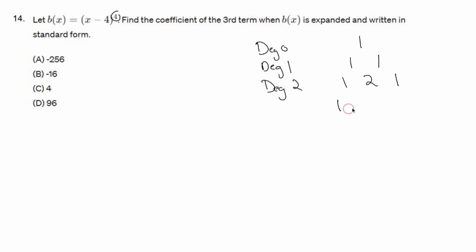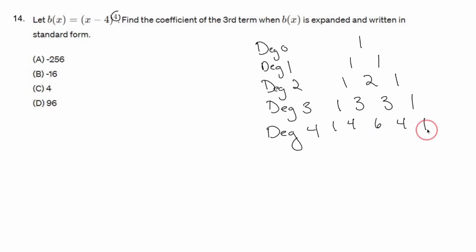So we have 1, 3, 3, 1. That's degree 3. And last but not least, degree 4 is going to be 1, 4, 6, 4, 1. I'll explain what those are in a second. Now, what you do when you do Pascal's triangle and the binomial theorem is you take this and pretend it's A and B. So you have (a + b) to the nth.